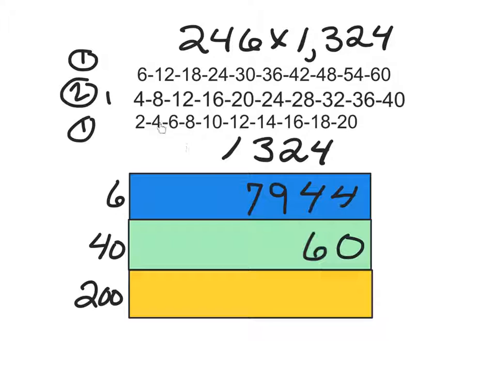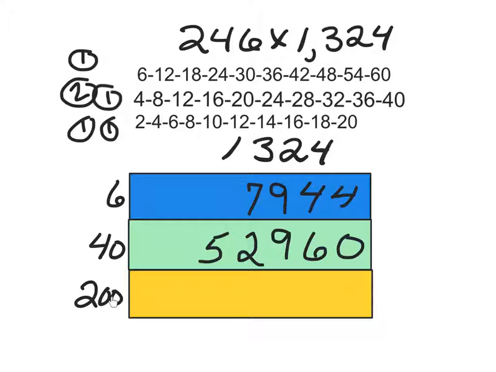4 times 2. 1, 2 gives you 8. Plus this 1 here will give you 9. Drop that 9 and move along. Now we've got 4 times 3. 1, 2, 3 gives me 12. And I'm going to drop the 2, carry the 1, and move along. 4 times 1 is 4, right? Plus 1 is 5. So I'm going to drop that 5, and guess what? That's right, you guessed it. I'm all done with this area box.